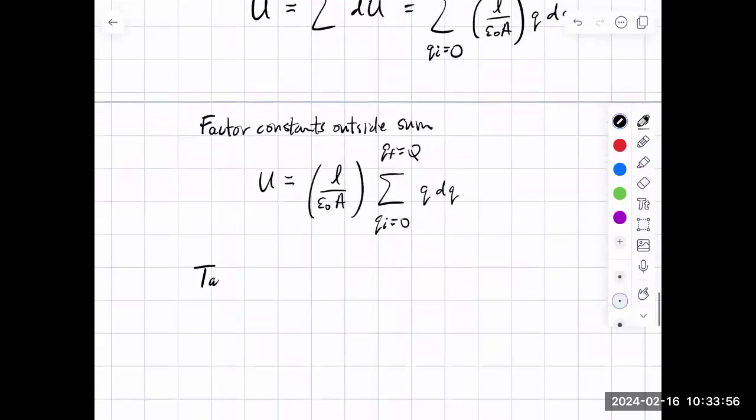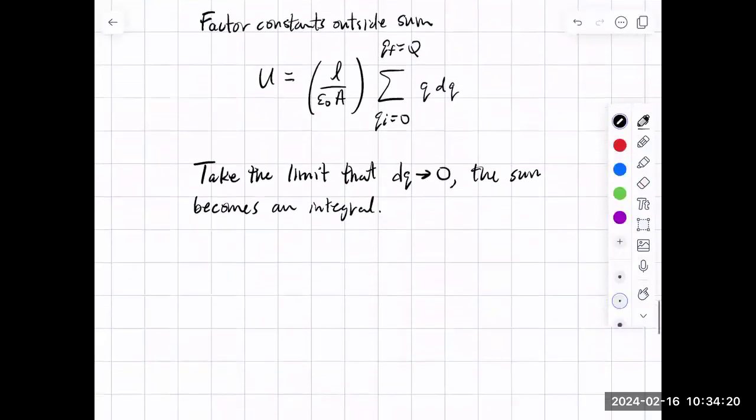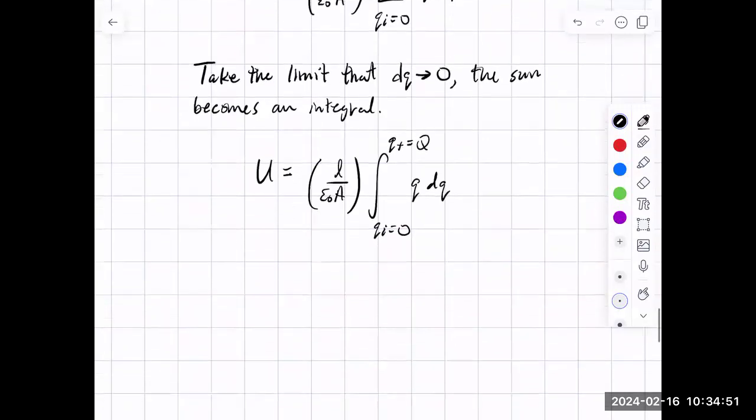So if we take the limit that dq goes to 0, the sum becomes an integral. And it becomes an easy one, which is nice. So U is going to be these constants times the integral from Q initial of 0 to Q final of capital Q of q dq. What's the integral of q dq? 1/2. That's right. So it's just like the integral of x dx becomes x squared over 2. So we get q squared over 2. We're using q instead of x, but nothing else really changes.